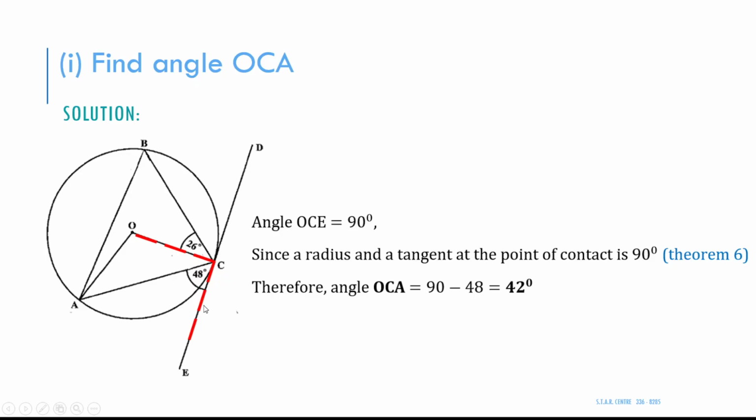And the angle that we want to find is angle OCA. So that's this little part of the angle here. And if this big angle is 90 degrees, represented by the red dotted line, then this part would be 90 minus 48, which is 42 degrees.